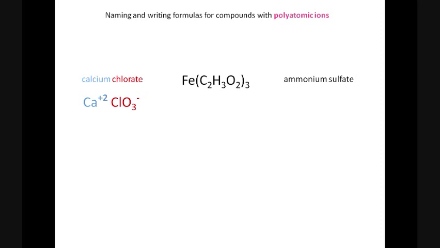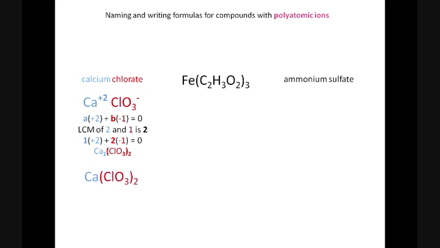Those do not automatically equal out, so we need to use AX plus BY. The LCM of 2 and 1 is 2, which leads us to our A and B values of 1 and 2. That means calcium gets a subscript of 1, and chlorate needs a subscript of 2. Be careful to protect the family here. Put parentheses around chlorate and put the subscript outside. So your final answer should be Ca(ClO3)2.